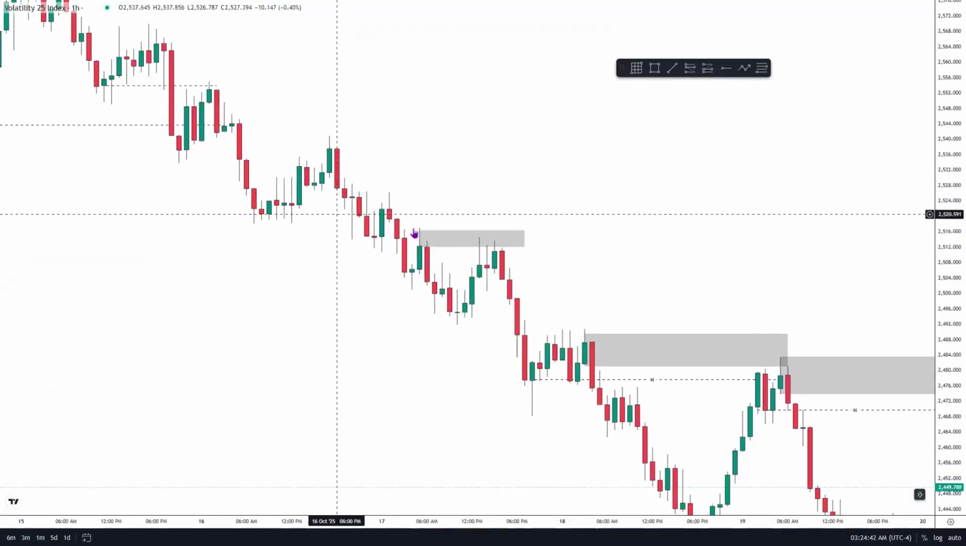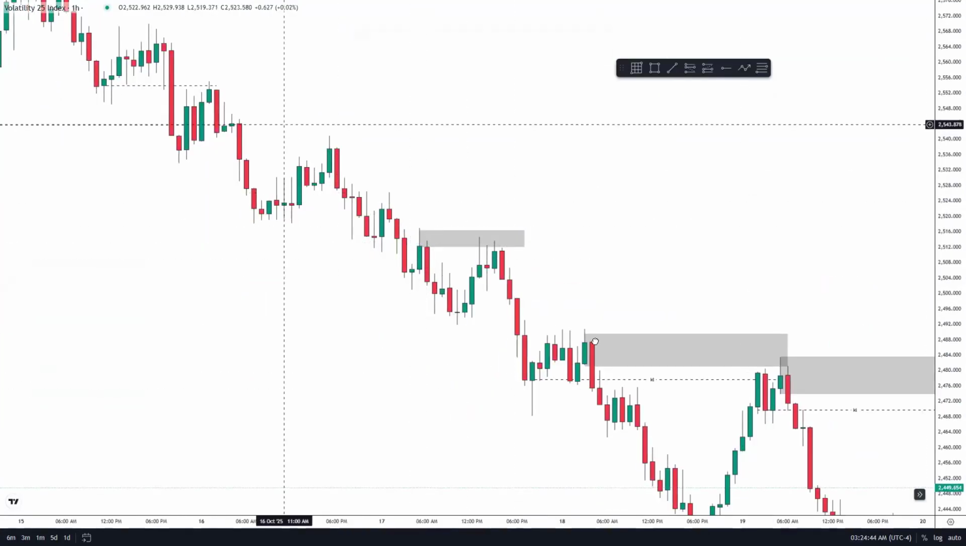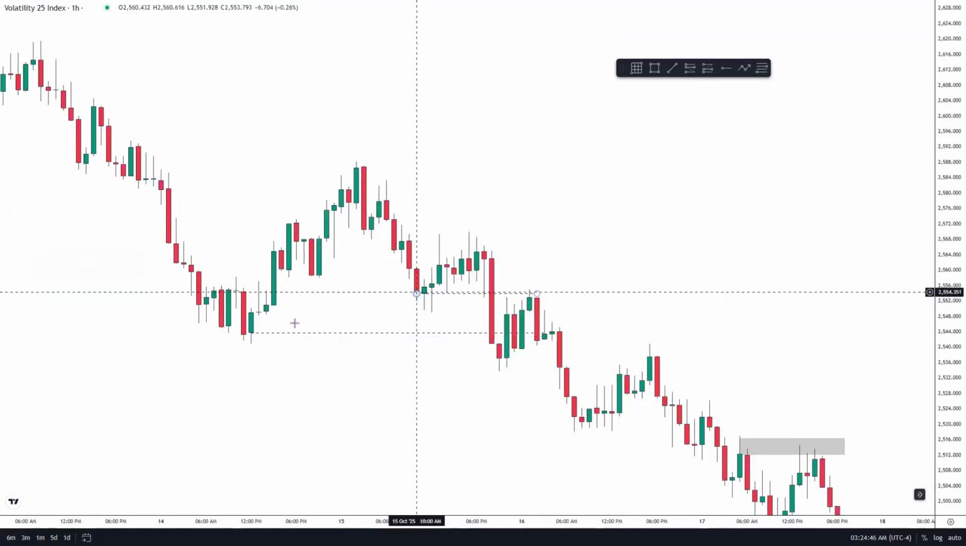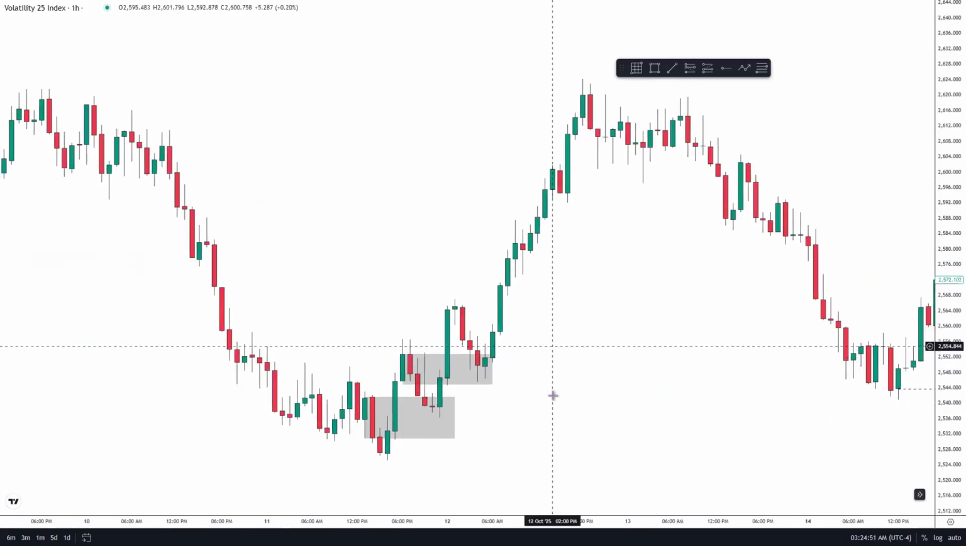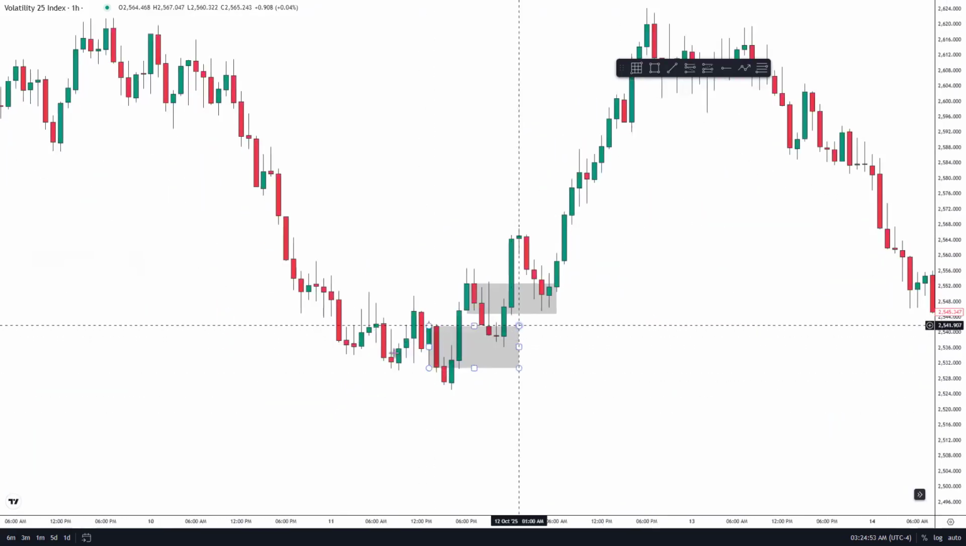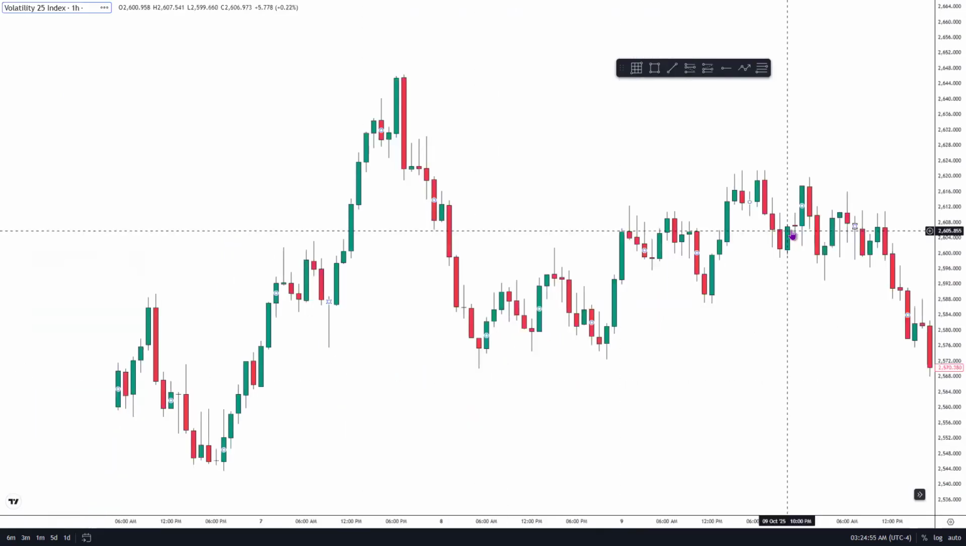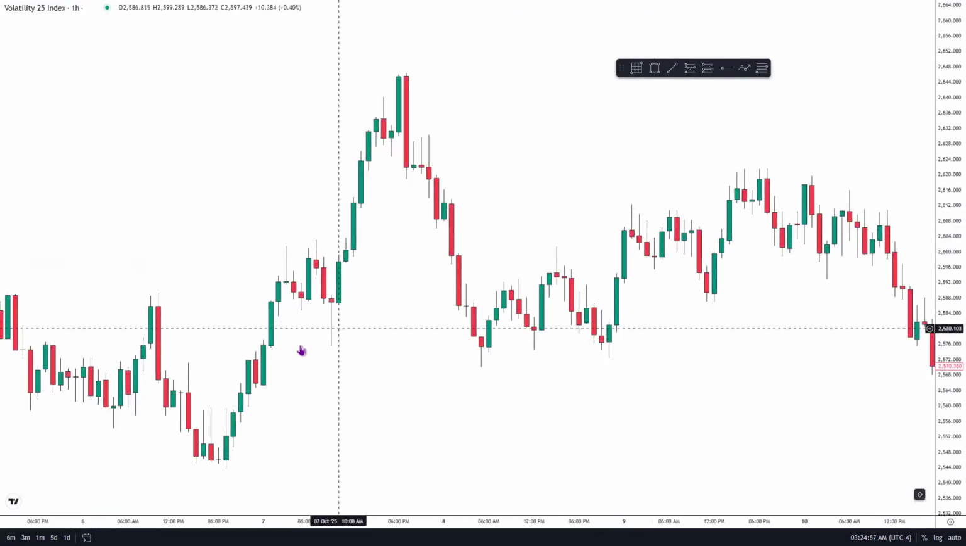All these are examples of key levels. This is a key level at this point. This is a key level at this point. This is a key level at this point. I think I have other examples. There are many examples of key levels.